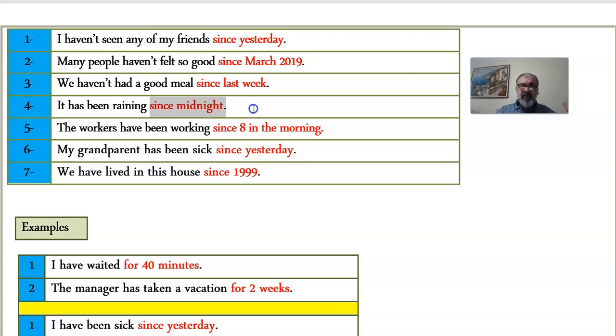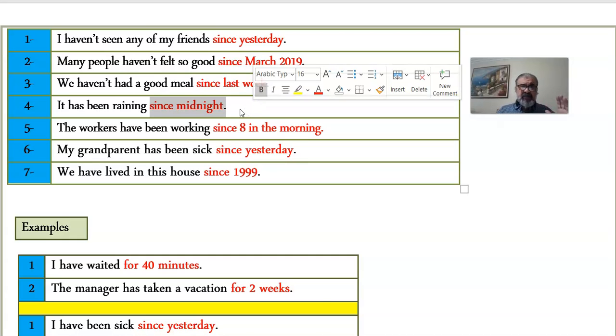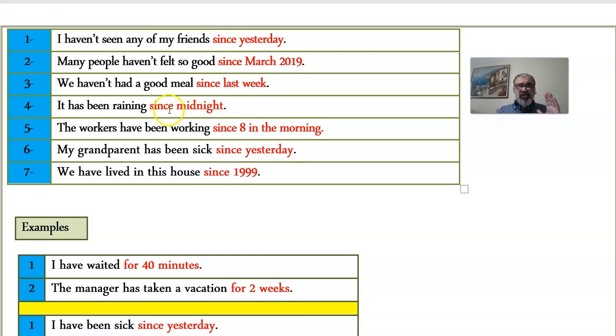Some might say, well, it's still raining. Okay, although it might be still raining, but this doesn't show here. I'm not saying until when. The workers have been working since 8 in the morning. Okay, I know that they are still working, but do I really specify when did they stop working? No. You know what? You can't say that. Okay. But if you say they have been working for 8 hours, that's a different case.